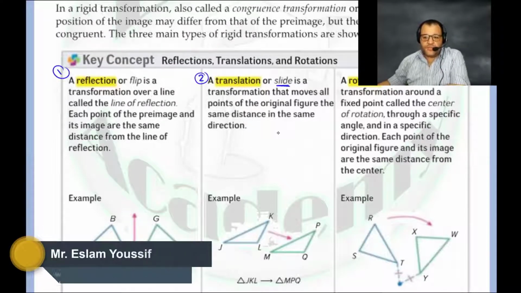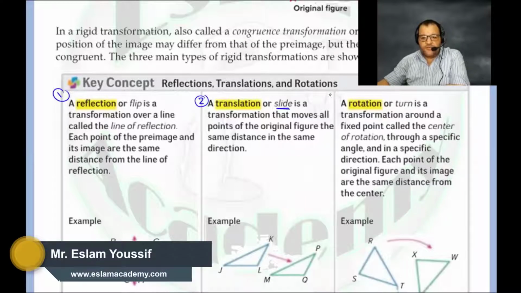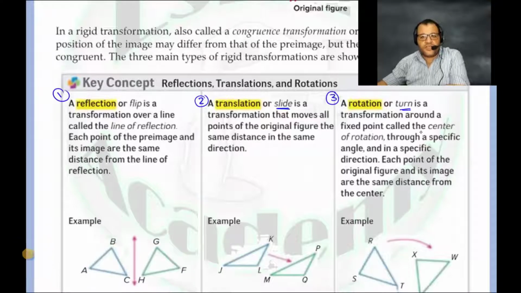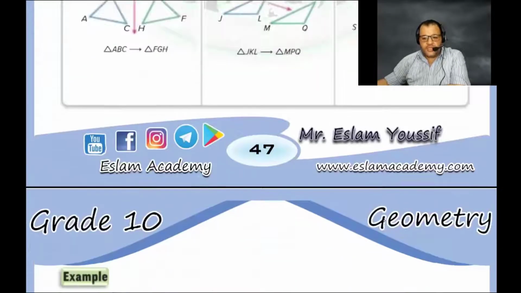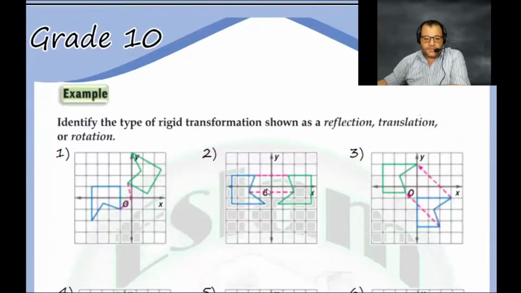The third one that we have is rotation, where we turn the figure around a fixed point. It's called the center of rotation, and we rotate it with the same angle. So that is the meaning of translation, reflection, and rotation.